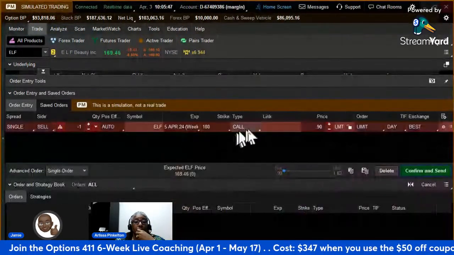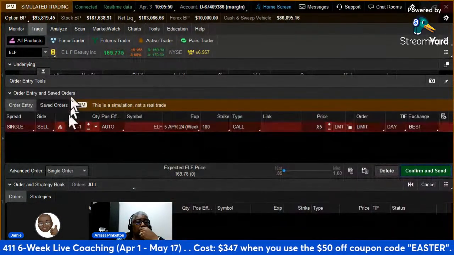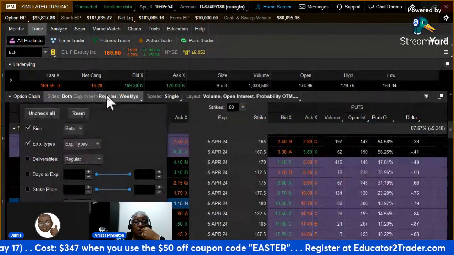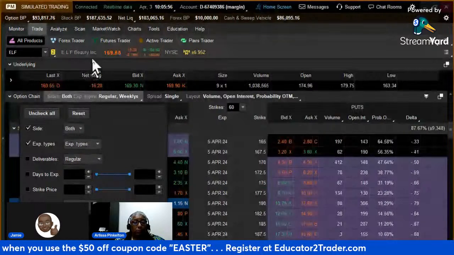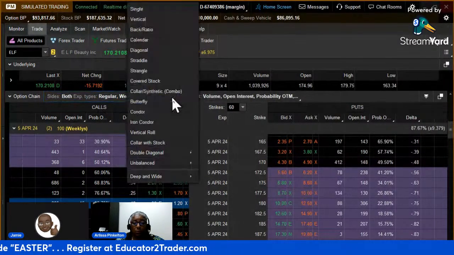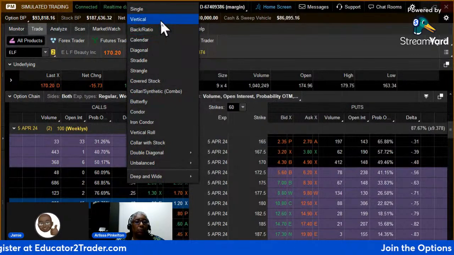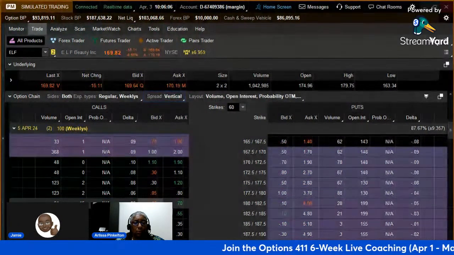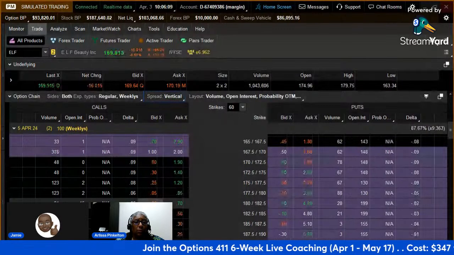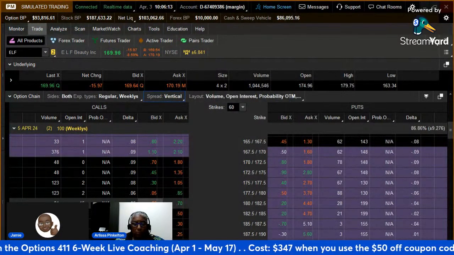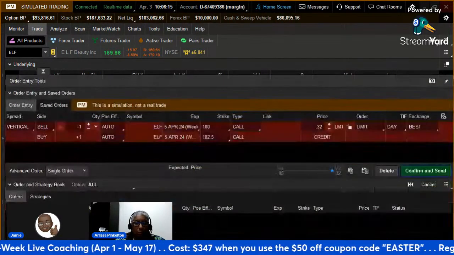So we got our number that we want. We got 180. That's the way we want to roll with it. And then you can switch this to, whoops, looking for my spread right here. And you can switch that to vertical up there. And now you can go 180, 182, 182.5, whichever one works for you. Let's go with this one.